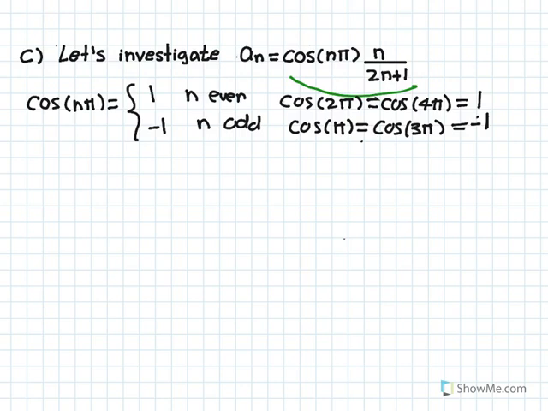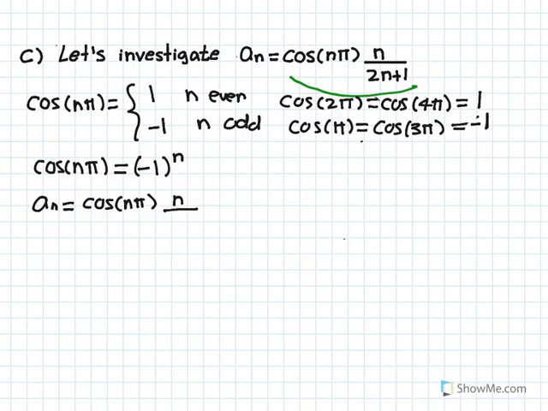So in general, we can see that cosine of n pi can be rewritten as -1 to the power of n. Because when n is even, -1 squared, for example, is equal to 1, and when n is odd, we get -1 cubed, which gives us -1. So now we can rewrite the general term of this infinite series, an is equal to cosine of n pi times n divided by 2n plus 1, as -1 to the power of n times n divided by 2n plus 1.